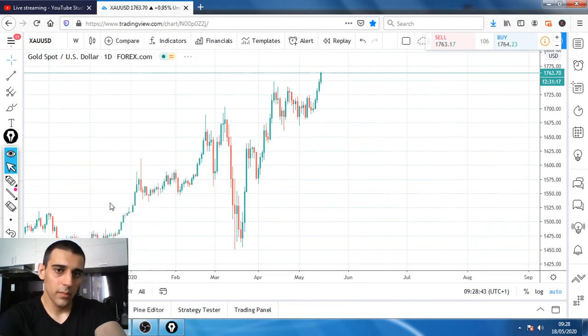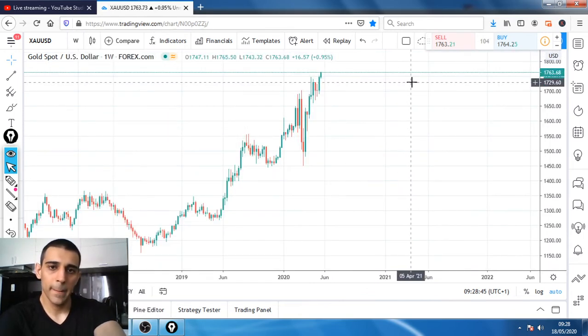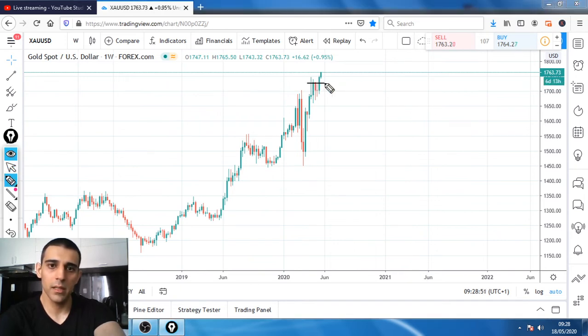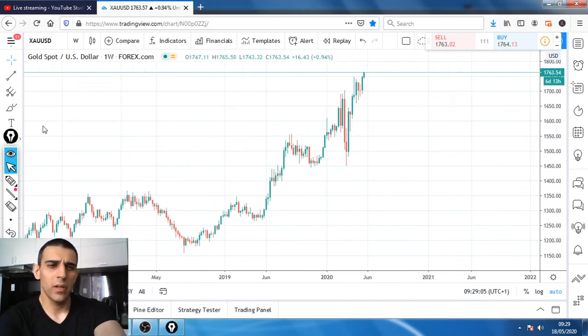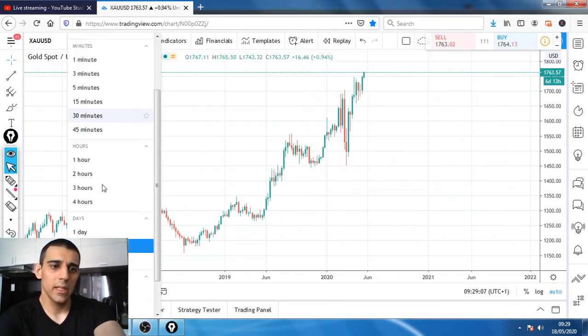Let's see, weekly, back to weekly again. Yes, 1730. So 1730 looks like a good area. If the price decides to come down, it will be a good area to take the trade towards the long side. And we're going to target the monthly high. I believe it was 1820 or something.